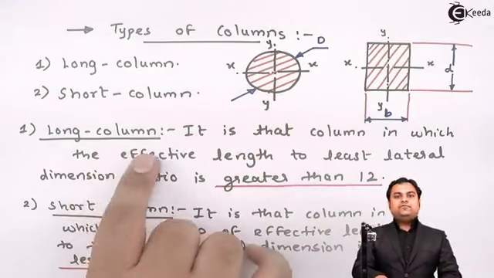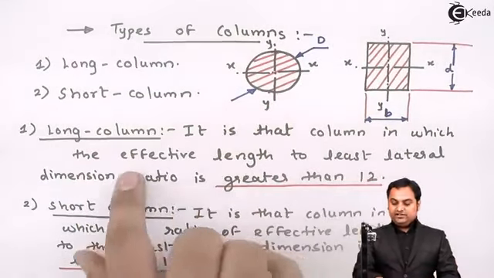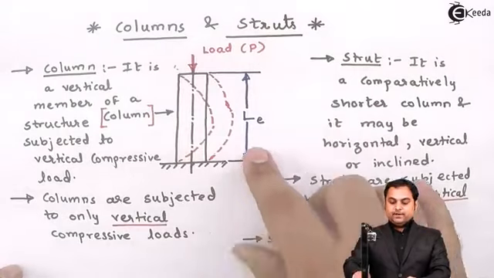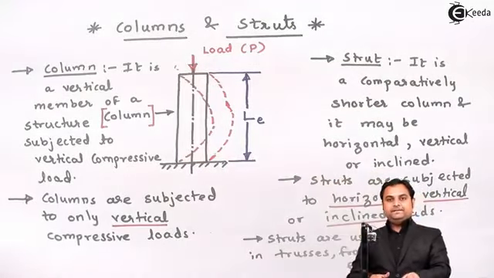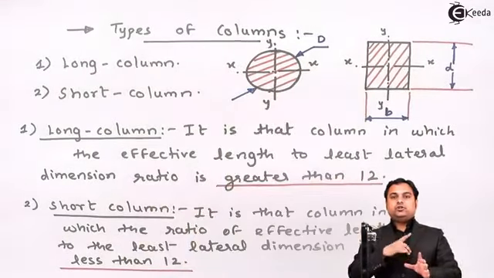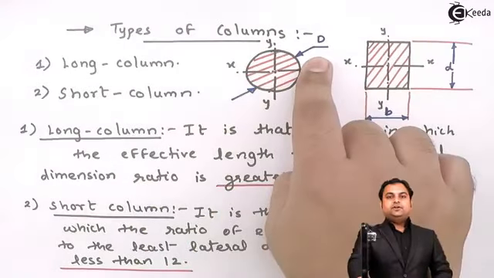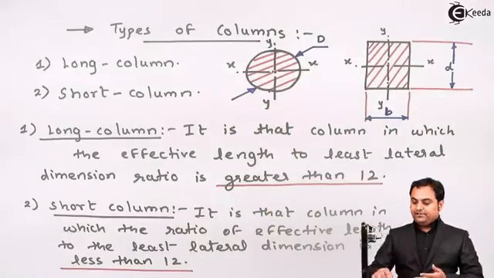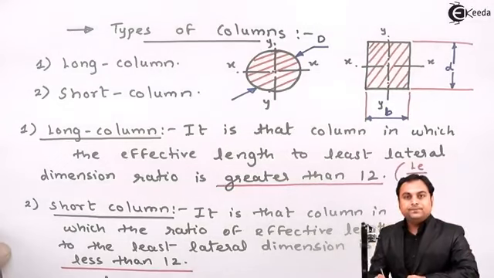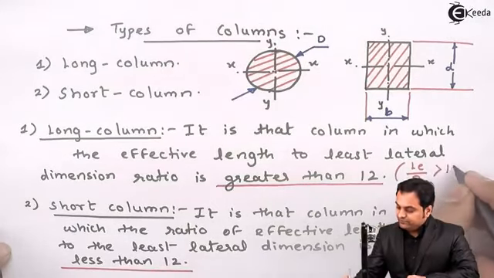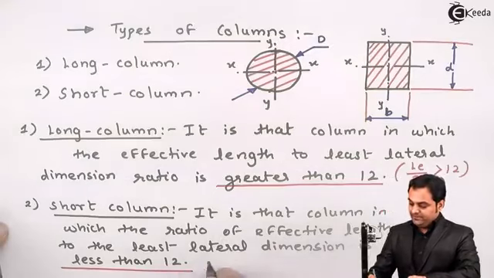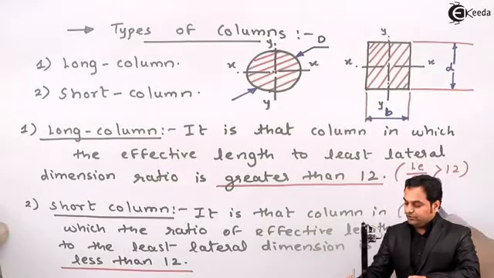Now, for the long column definition, I have written that it is that column in which the effective length, that is the length of the column which is bending, so this actual length which takes part in bending, to the least lateral dimension. If I consider the circular column, the lateral dimension is the diameter. So if the ratio of effective length to the diameter is greater than 12, then we will say that it is a long column. Similarly, for the short column, the ratio of effective length upon diameter will be less than 12.